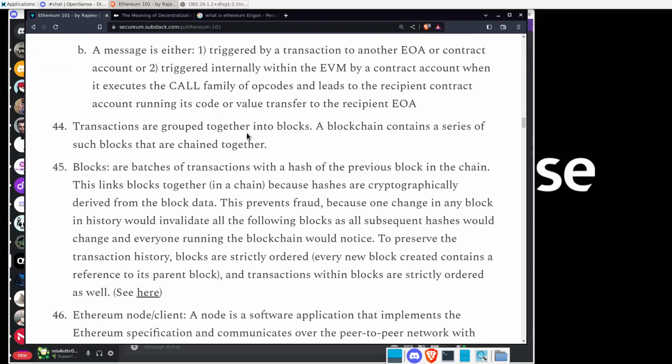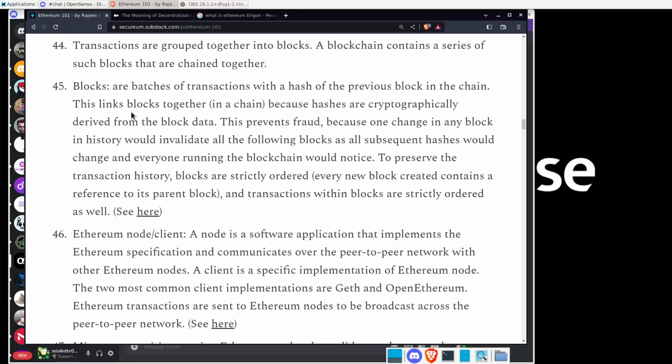Transactions are grouped together into blocks. A blockchain contains a series of such blocks that are chained together. Blocks are batches of transactions with a hash of the previous block in the chain. They link blocks together in a chain because hashes are cryptographically derived from block data. This prevents fraud because one change in a block in history would invalidate all the following blocks, and all subsequent hashes would change, and everyone running the blockchain would notice.